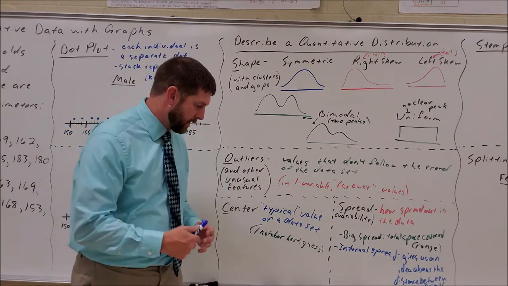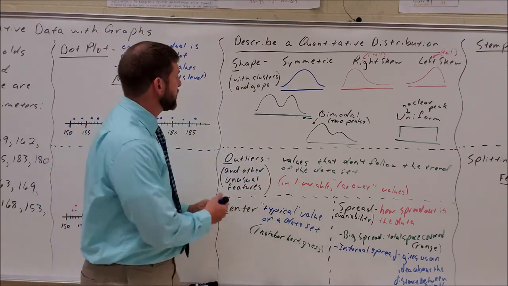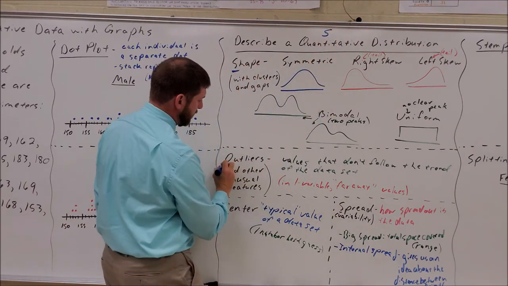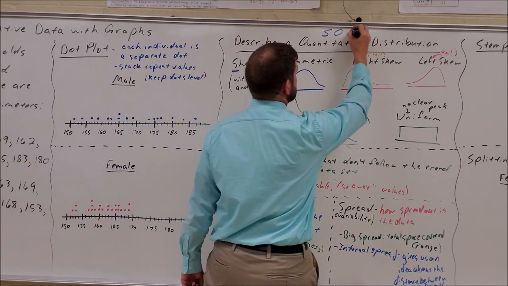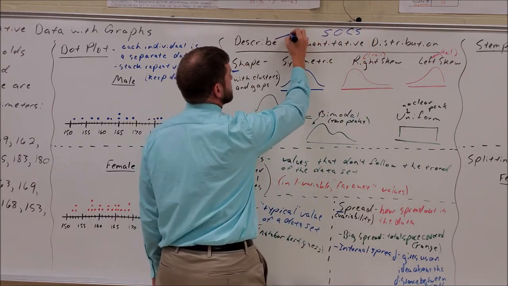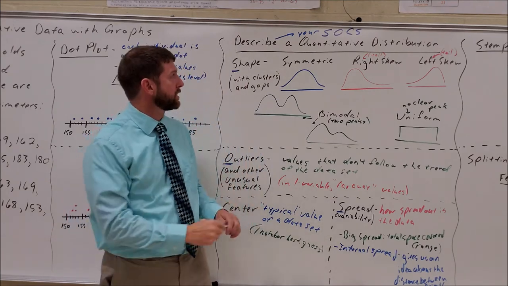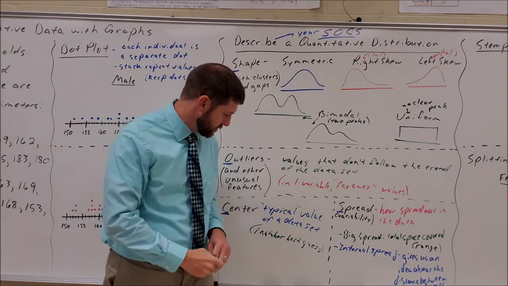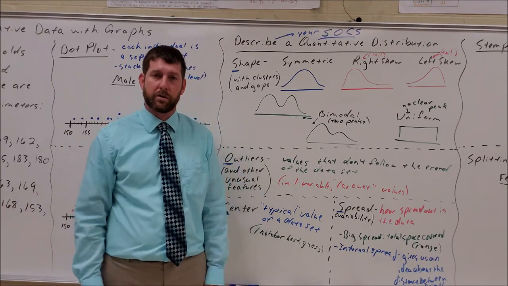The way I've learned to remember this: shape, outlier, center, spread. Shape starts with an S, outlier starts with an O, center starts with a C, and spread starts with an S. So describe your socks. When you're describing a quantitative distribution, you're just describing your socks: shape, outlier, center, and spread. You're going to reference that all the time. How do I describe this one? Well, what do your socks look like?